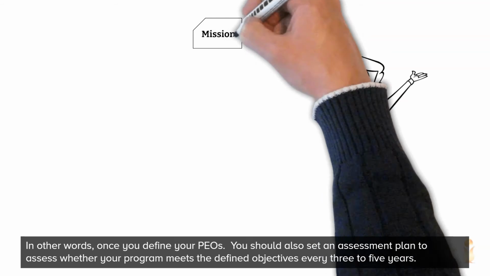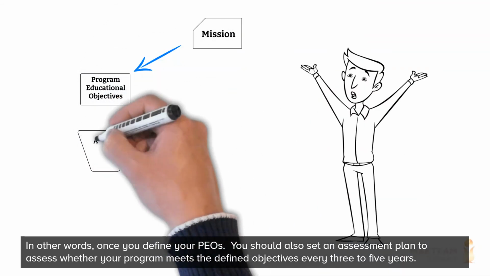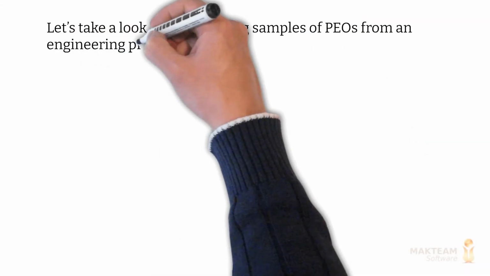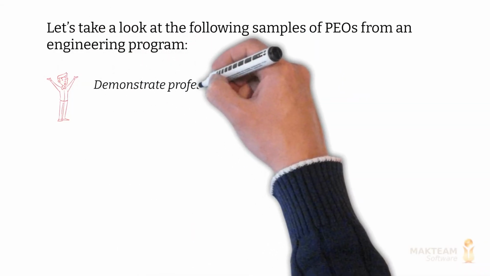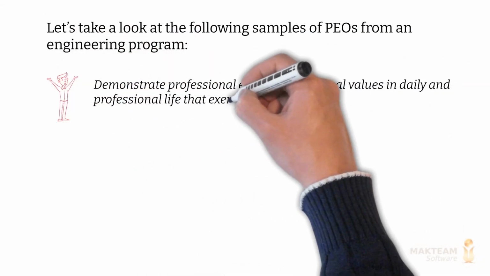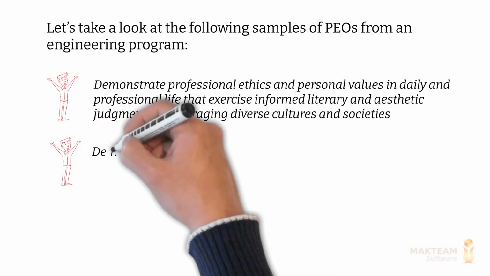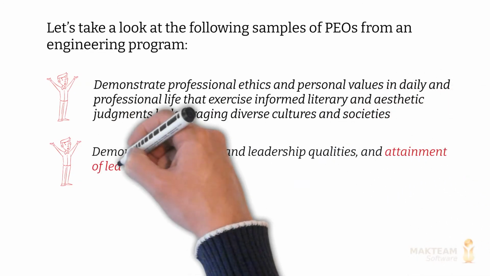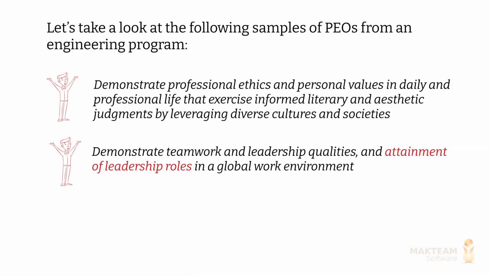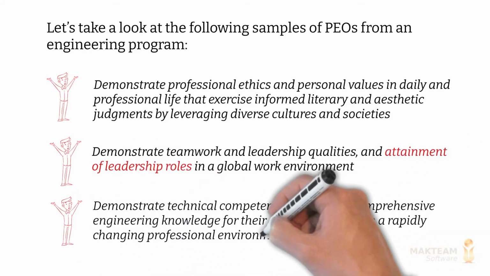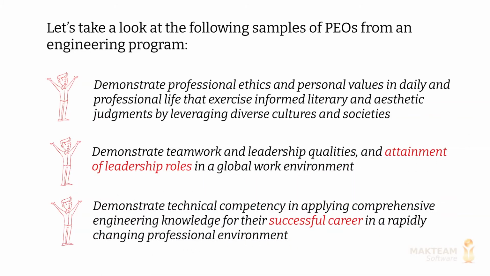In other words, once you define your PEOs, you should also set an assessment plan to assess whether your program meets the defined objectives every 3 to 5 years. Let's take a look at the following samples of PEOs from an engineering program. Demonstrate professional ethics and personal values in daily and professional life that exercise informed literary and aesthetic judgments by leveraging diverse cultures and societies. Demonstrate teamwork and leadership qualities, and attainment of leadership roles in a global work environment.